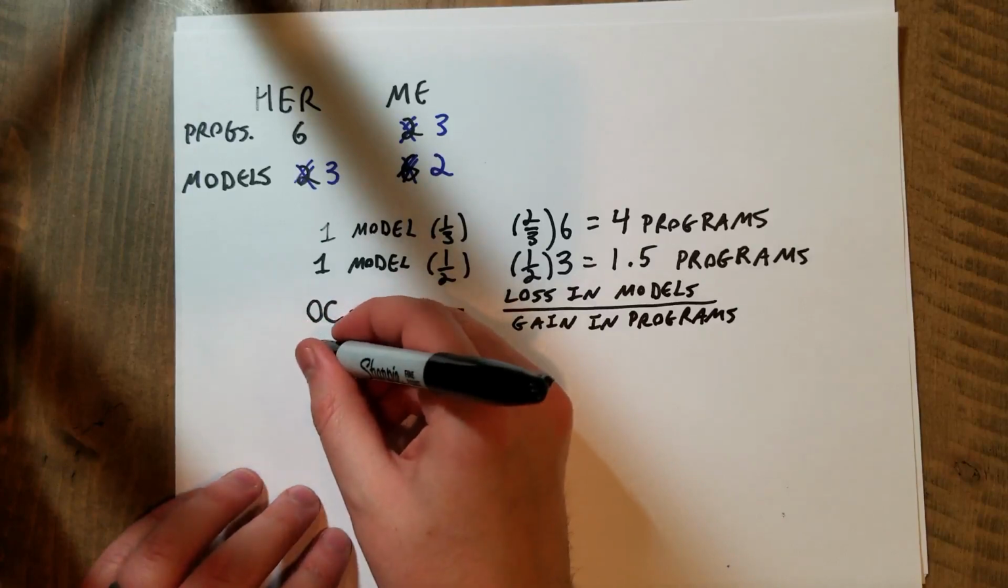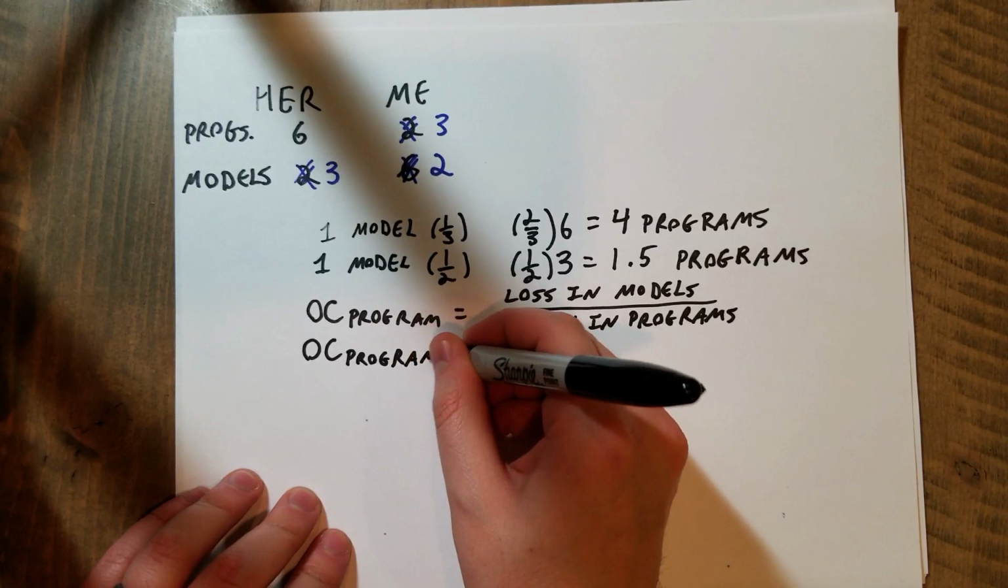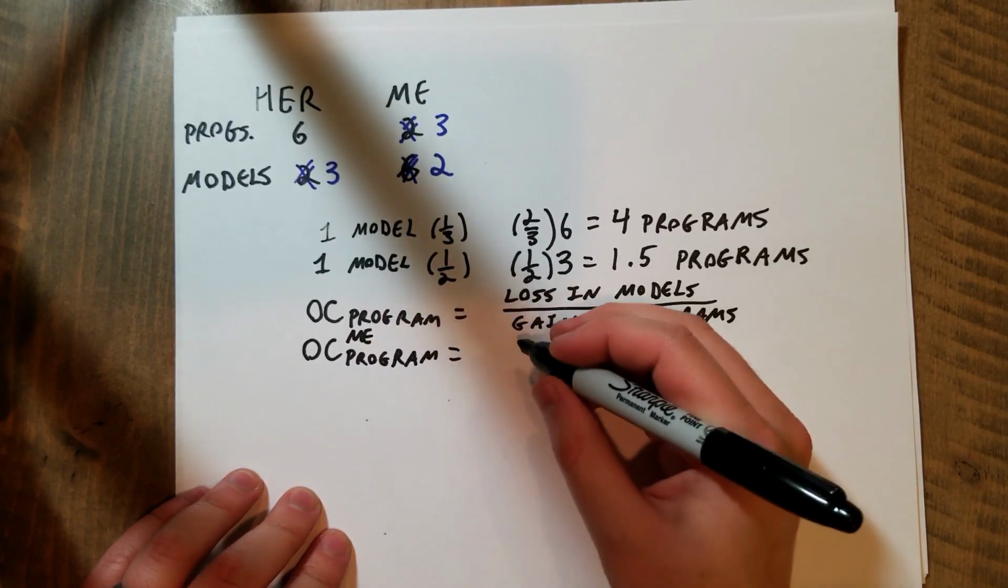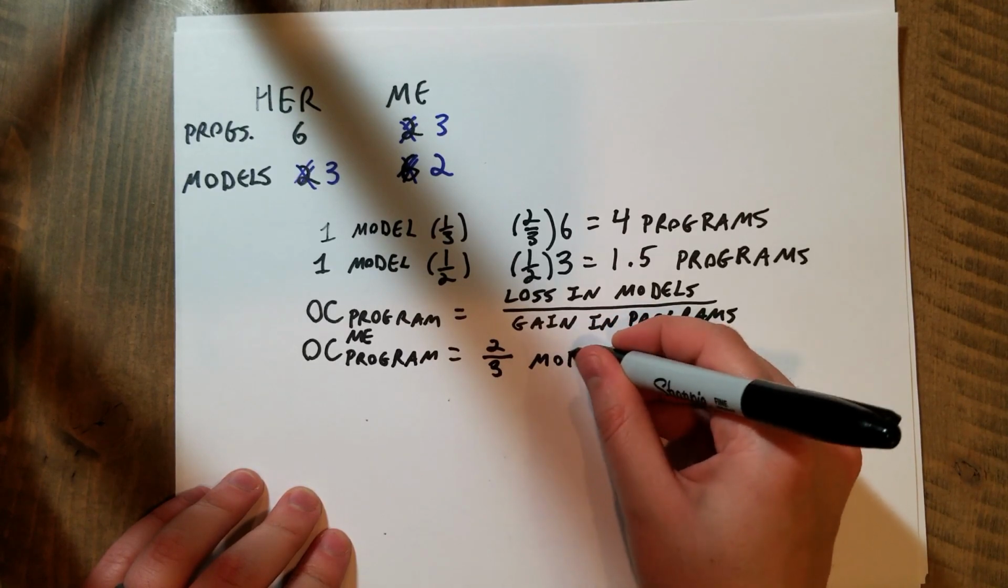So what was the cost of each of those programs? Well, in order to get 3 programs, I had to give up 2 models. So the cost of 3 programs is 2 models for me. So on a per program basis, that is 2/3 of a model, right? Which if we plug this in here, the opportunity cost of a program for me is the loss in models, which is 2, right? I'm giving up those 2 models in exchange for the 3 programs I'm going to end up with. So my opportunity cost of producing a program is, like I said, 2/3 of a model.